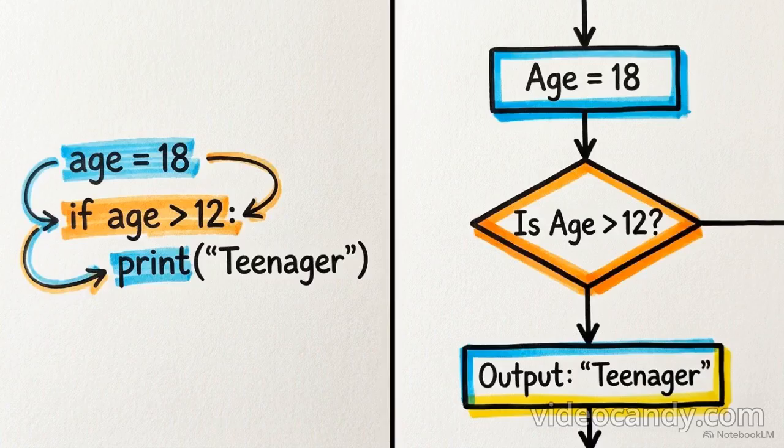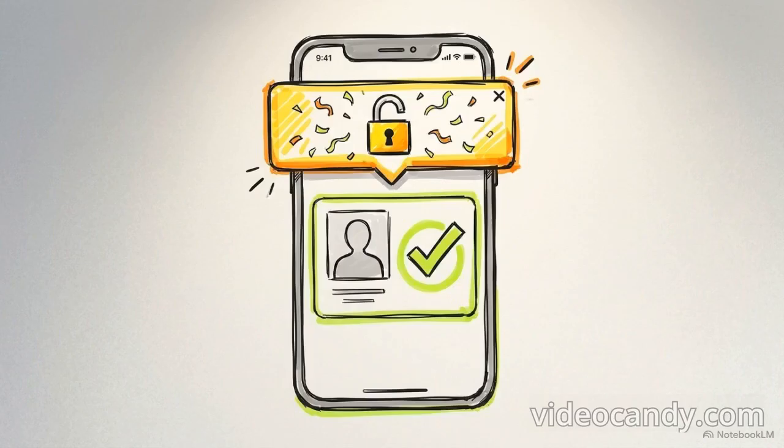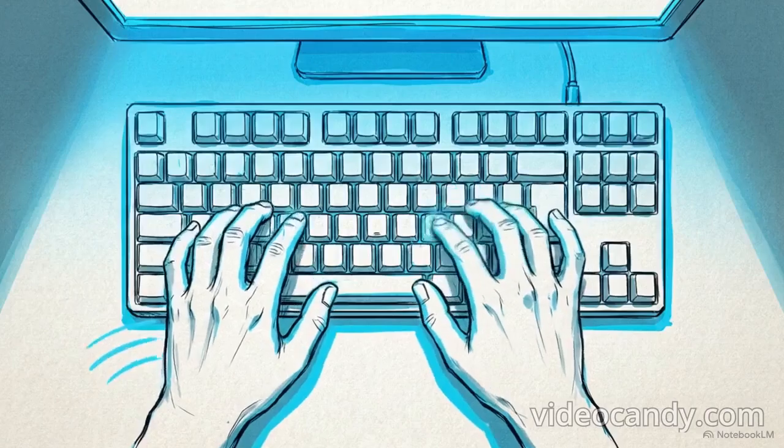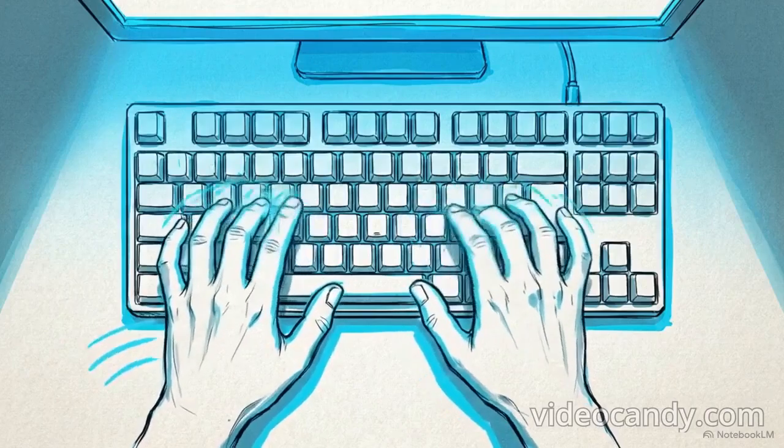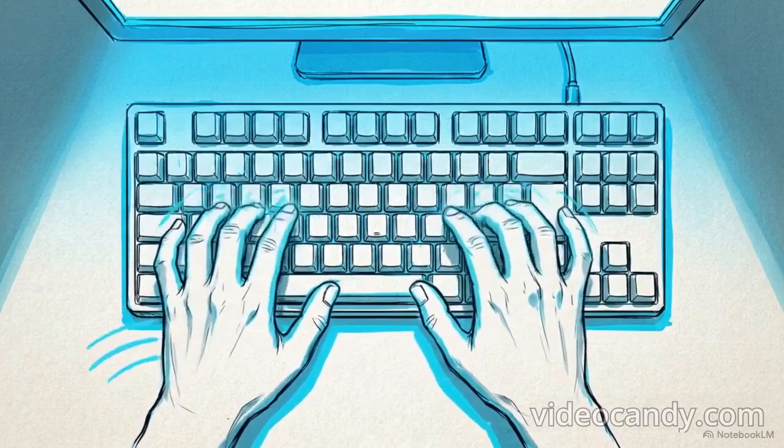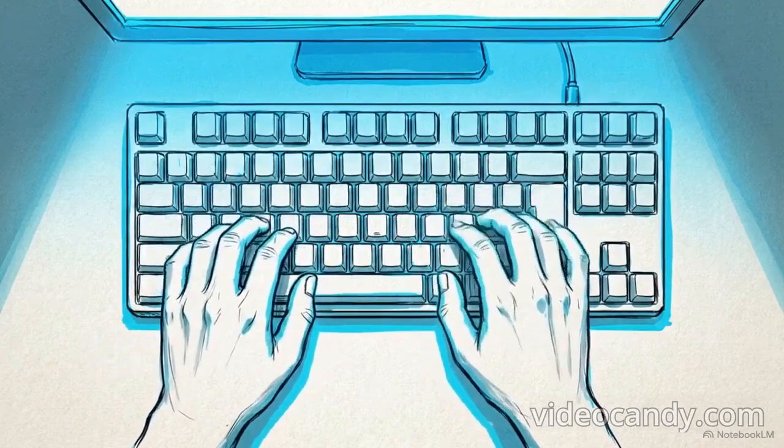When we put it all together, the code reads clearly. The user's age is 18. If the age is greater than 12, print the words "Welcome to the app." Programming is clear, literal communication. You are now ready to start writing instructions for your very own digital assistant.